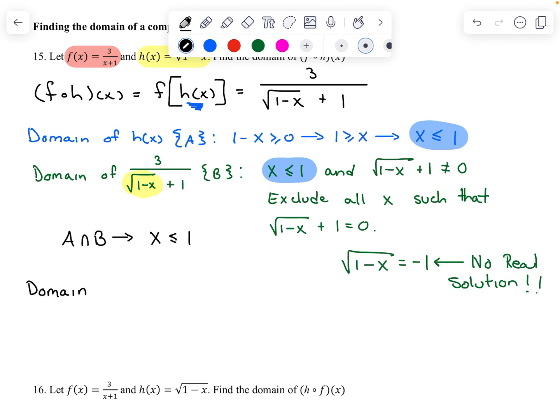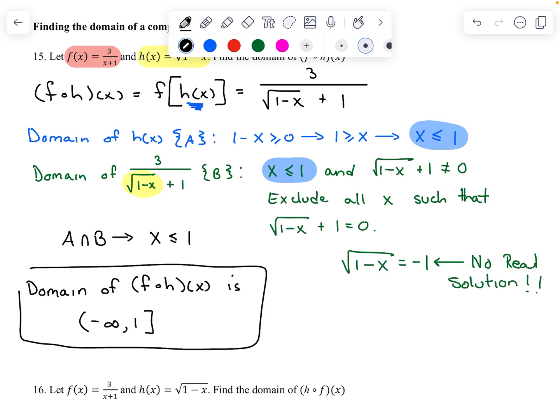So the domain of f composed of h of x is negative infinity to 1 with a bracket. And we are done.